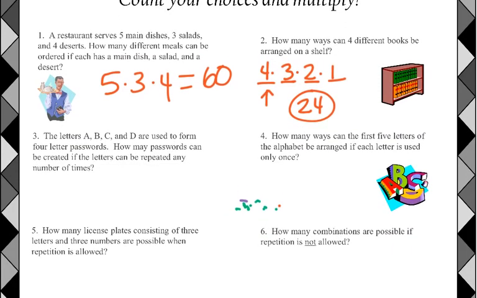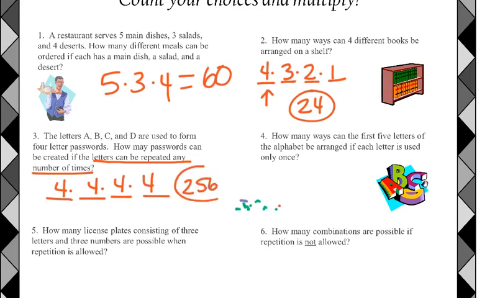A, B, C, and D are making a 4-letter password. Here it said the letters can be repeated, so how many choices do you have for each blank? 4 times, because each blank could be an A, a B, a C, or a D, right? So altogether you have 256 choices.